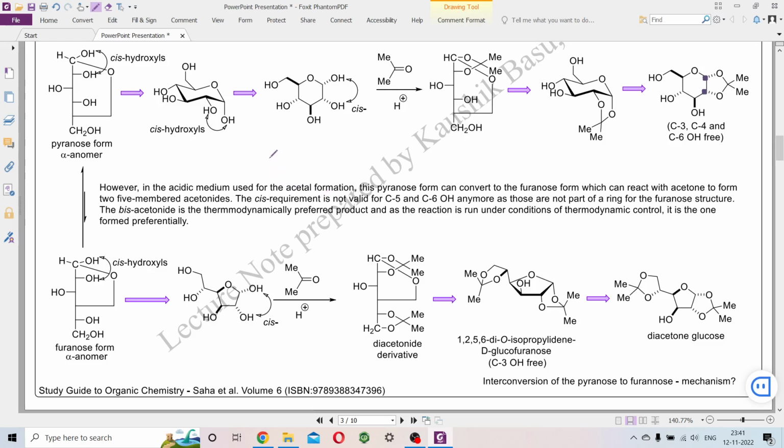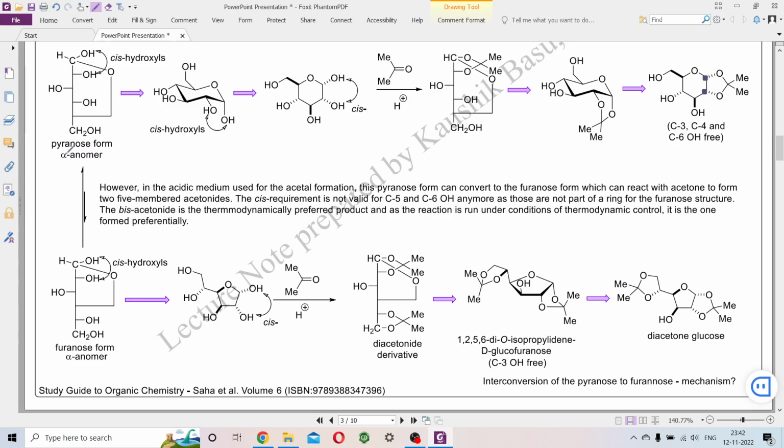But in reality, when acetone is reacted with glucose under anhydrous acid catalyst, the acetal that we actually get is something different. It is not a monoacetonide but a bis-acetonide product. That means two acetone molecules react with one molecule of glucose.